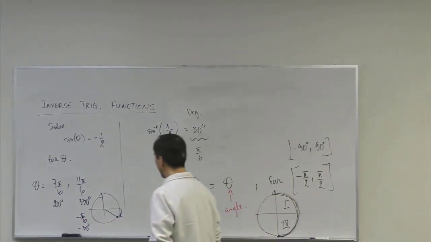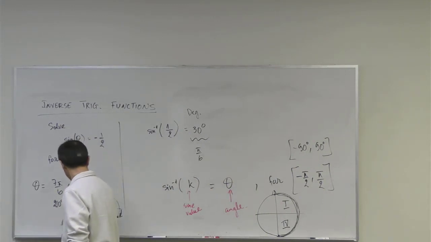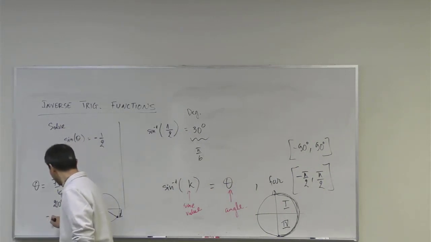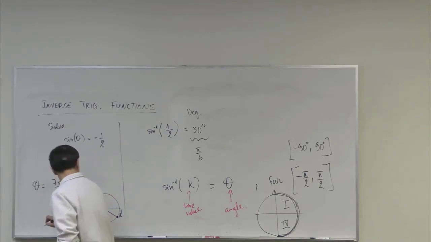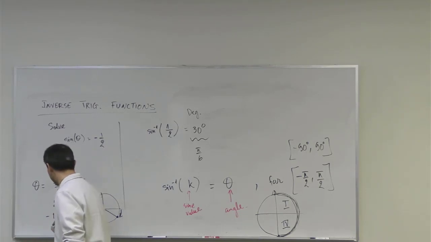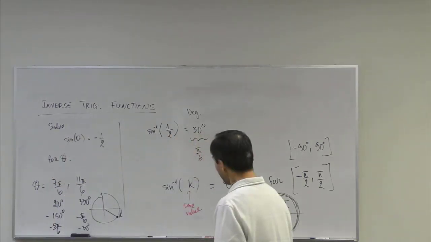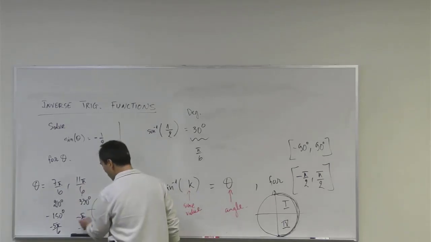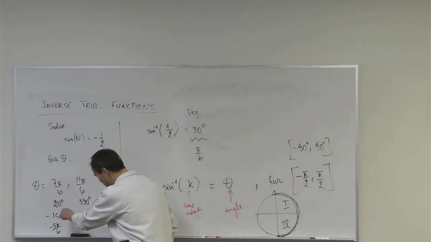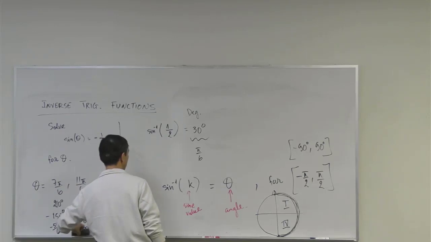And the same way right here, this 210 is the same as a negative rotation. It's the same as minus 150 degrees, and then it's the same as minus 5 pi over 6. So that's how we found these answers, and we've got different interpretations of the same angle on the unit circle.